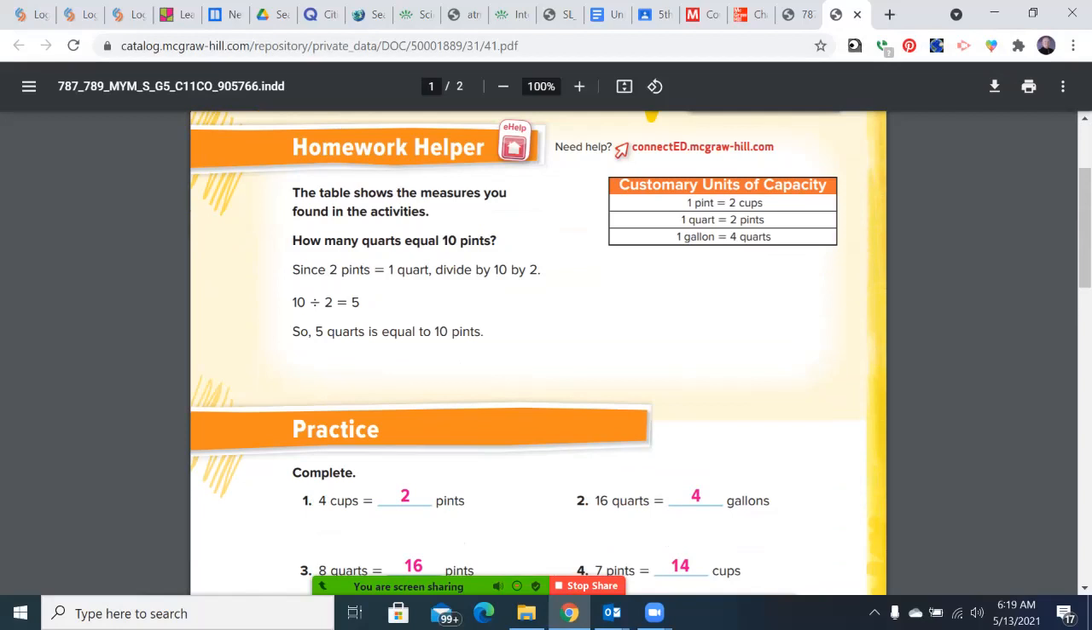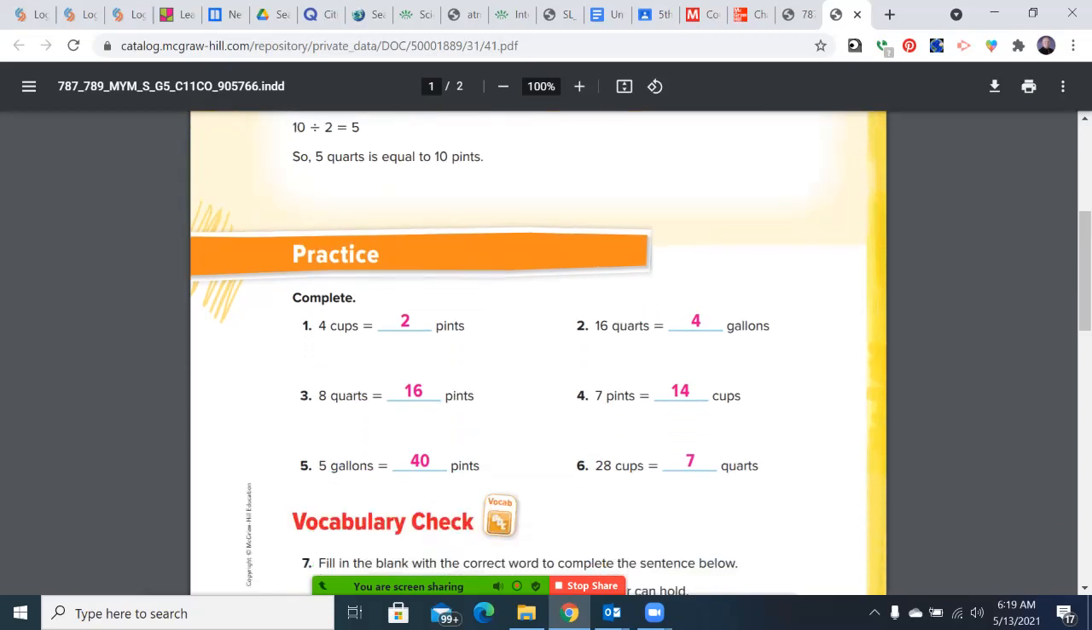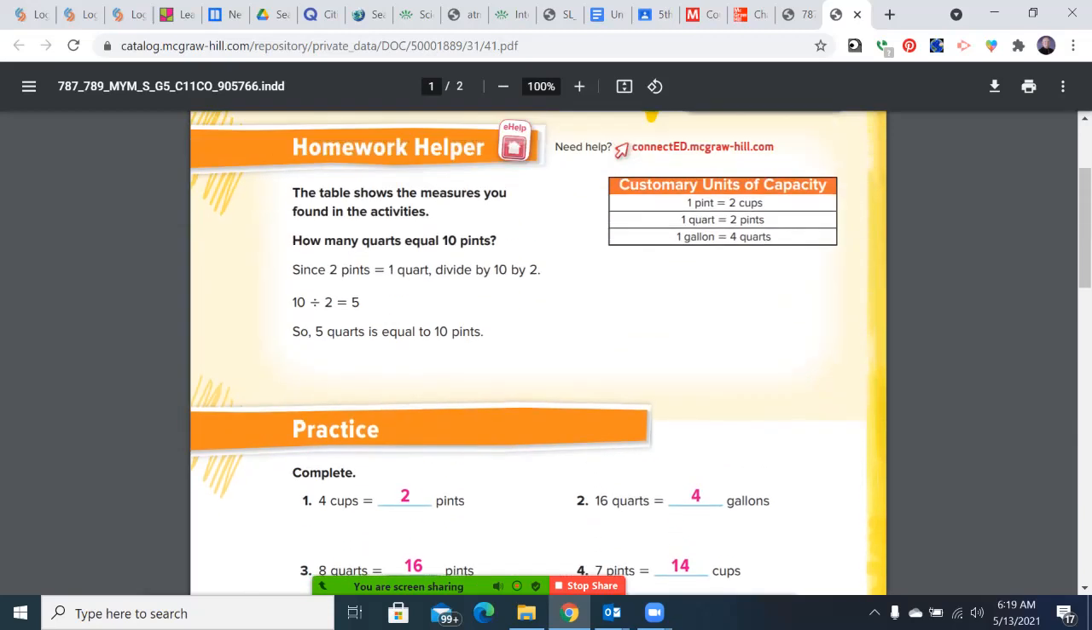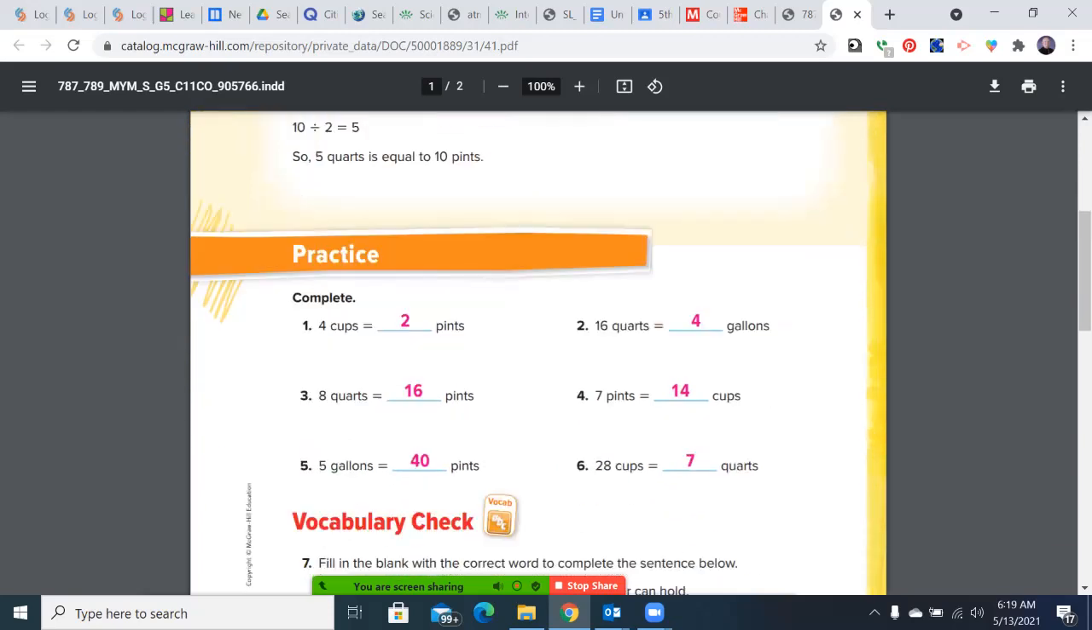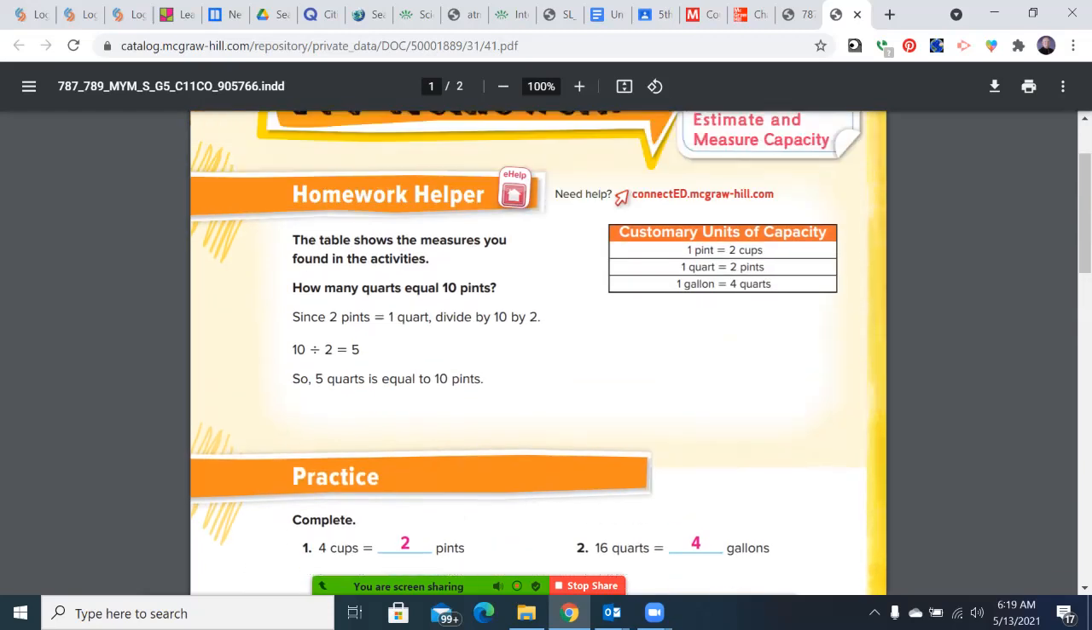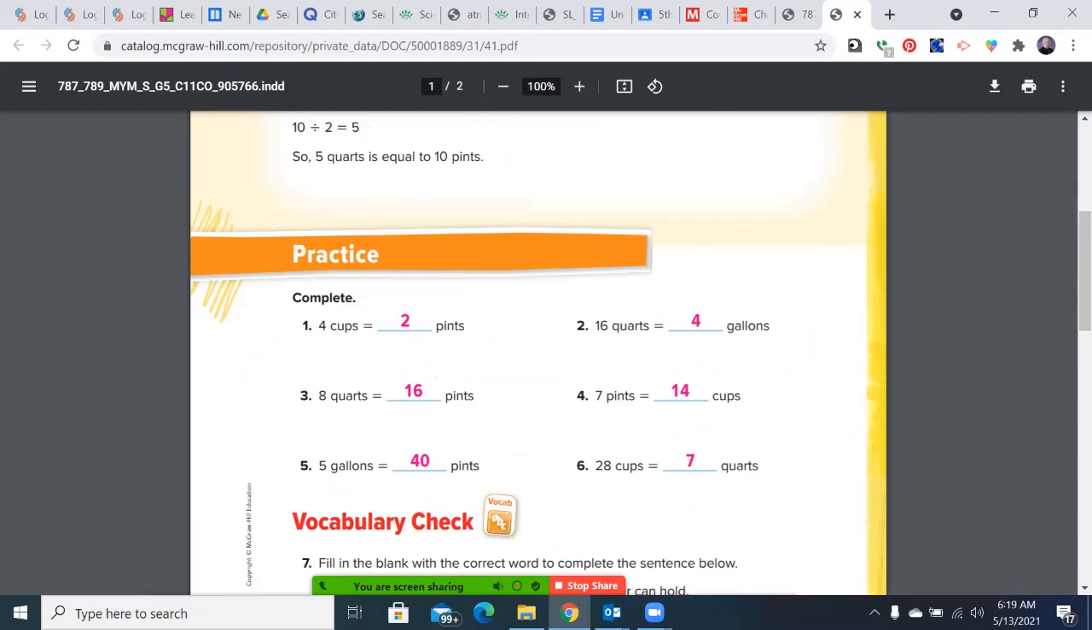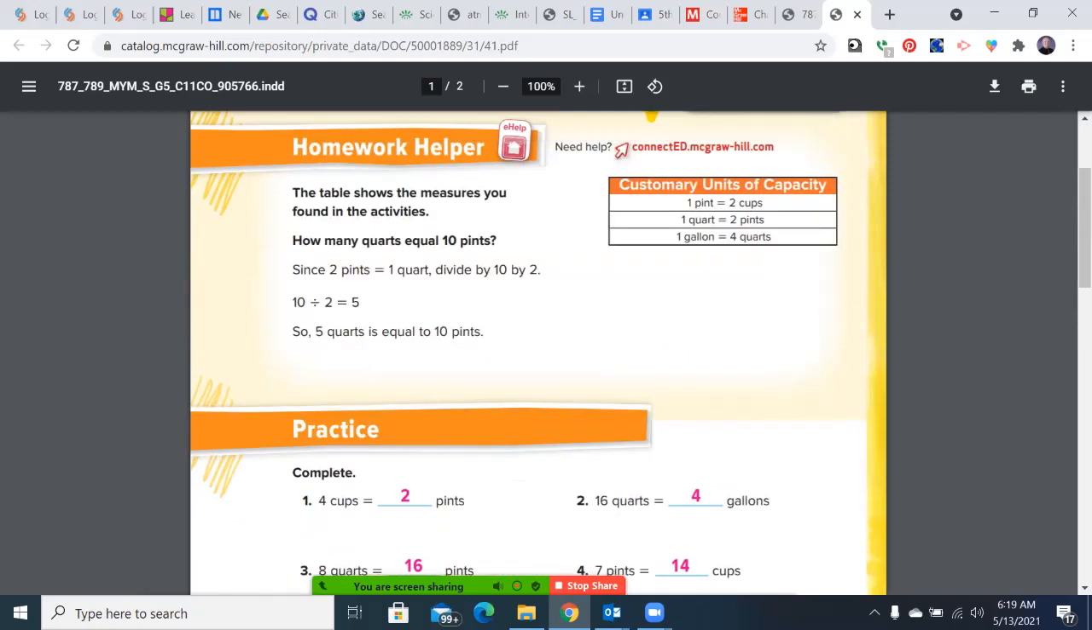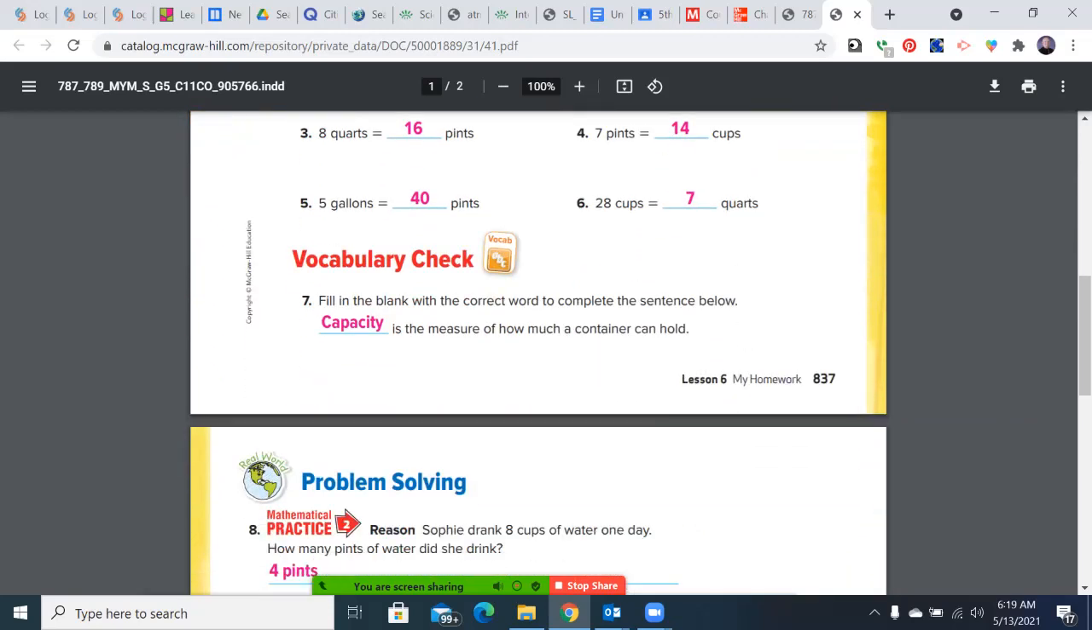So for instance, if you're going cups to pints, 4 cups would be 2 pints. You're going to divide because you're going from something smaller to something bigger. 16 quarts is 4 gallons. 8 quarts is 16 pints. And you can see now we're going from something bigger to something smaller, so it's a multiplication. 7 pints is 14 cups. 5 gallons is 40 pints. So what you'd do is go from gallons to quarts and quarts to pints. 28 cups is 7 quarts.